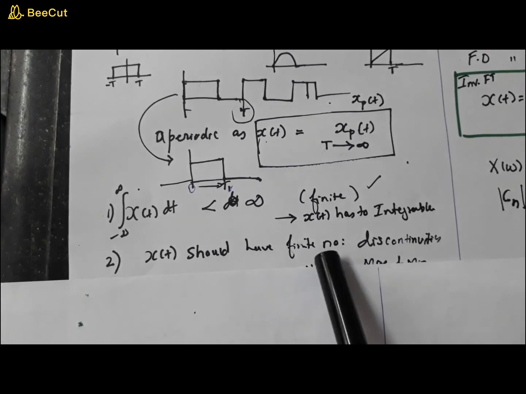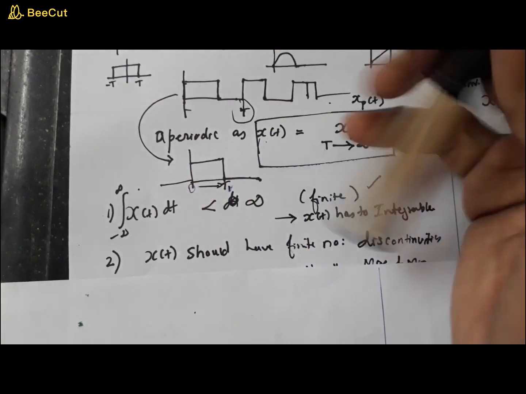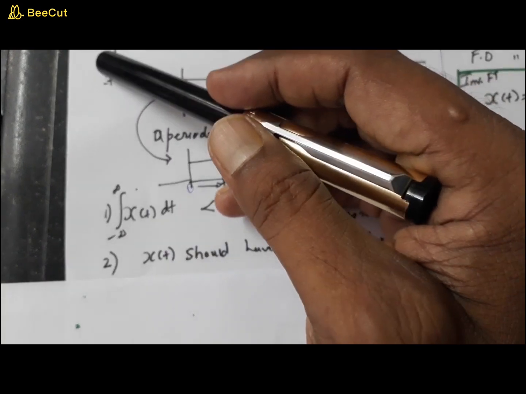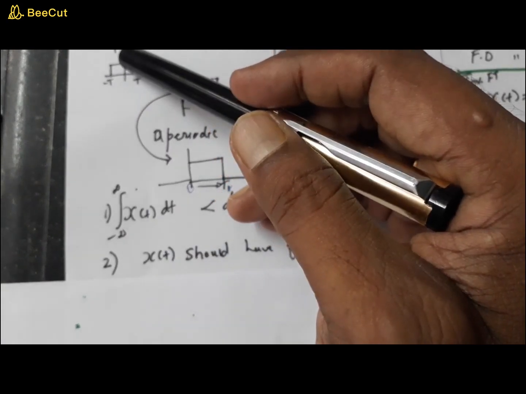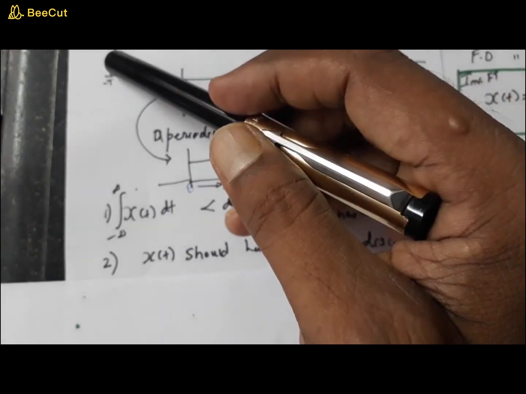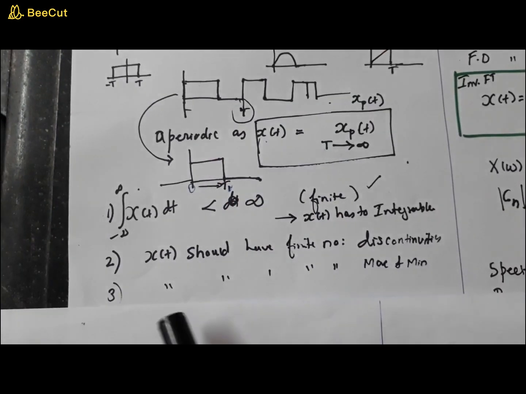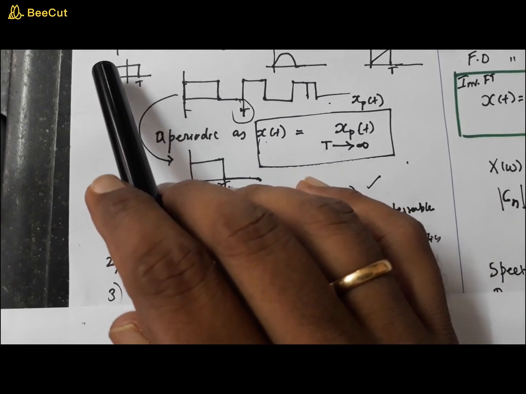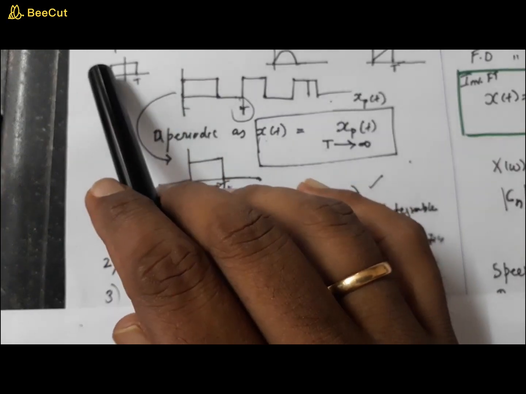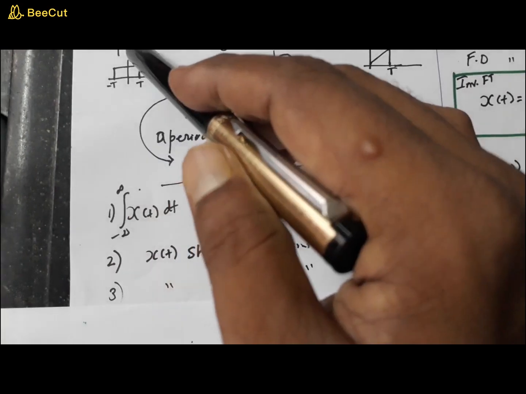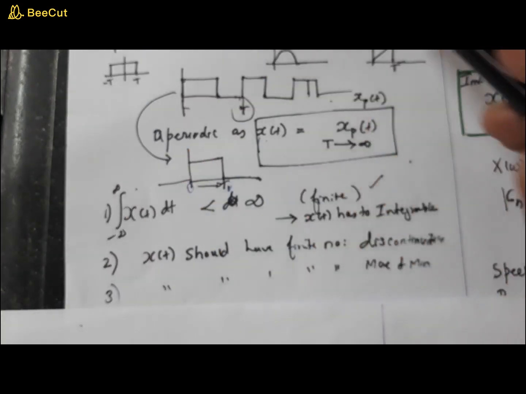For example, this signal has discontinuities: at minus t this function switches to a high value and at plus t it switches down to the low value. So there is a finite number of discontinuities. The third point is that x of t should have a finite number of maxima and minima. In this signal again you have one maxima and one minima. So this signal can have a continuous time Fourier transform.